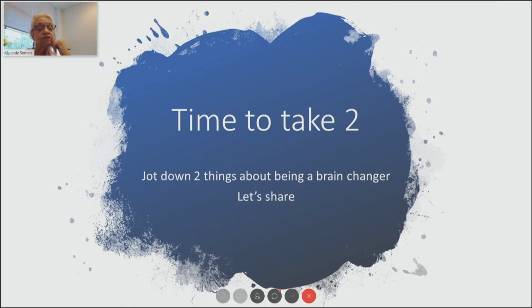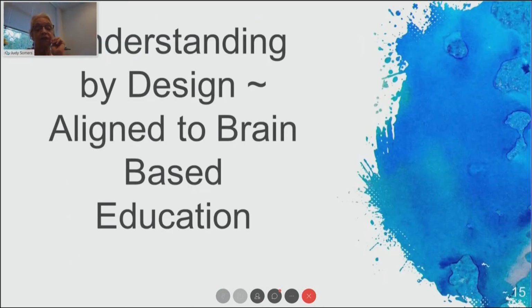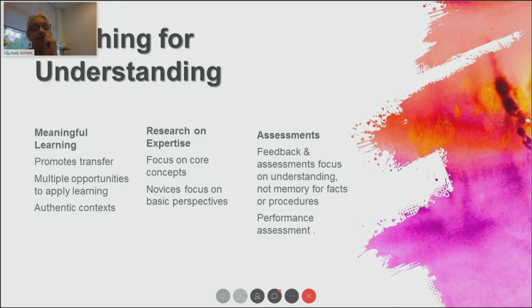So now we're going to take just a quick overview look of the Understanding by Design process and how that really is the basis for this whole book, is how it's aligned to brain-based education. So this is going to be a quick overview and to get a perspective on that. So, and it seems a little redundant to say teaching for understanding, because for goodness sakes, isn't that what we all want in the first place?